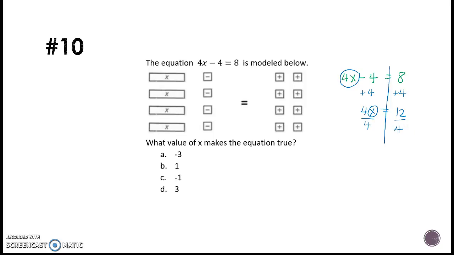If you are solving it through modeling, you would need to cancel out your negatives, right? Because we need to get rid of these. So to cancel a negative, you need a 0 pair. So we would have to do 4 positives on both sides.